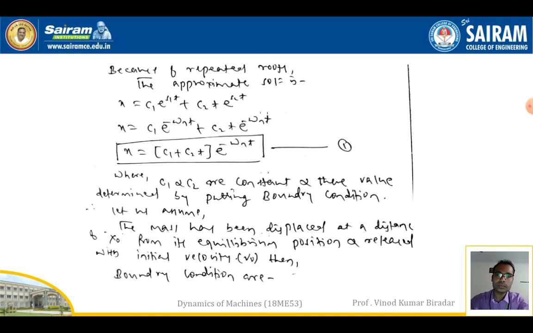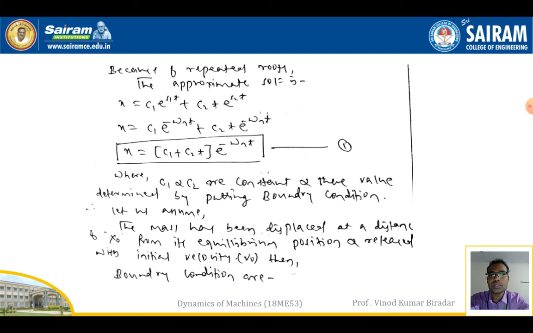Now we are going to go to the further steps. Because of the repeated roots, in both the above cases, that is minus omega n, both s1 and s2, the appropriate solution is x is equal to c1 e to the power of s1 t plus c2 t e to the power of s2 t. This is the solution we are going to consider while solving the critically damped system equation.